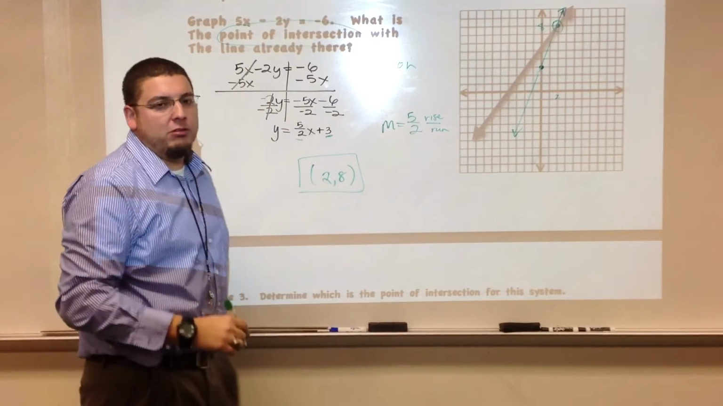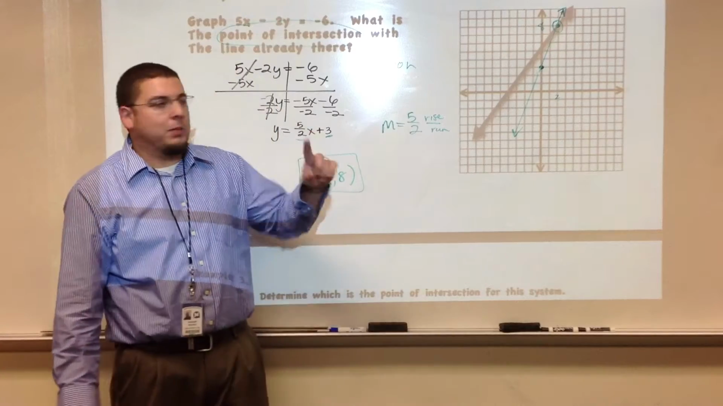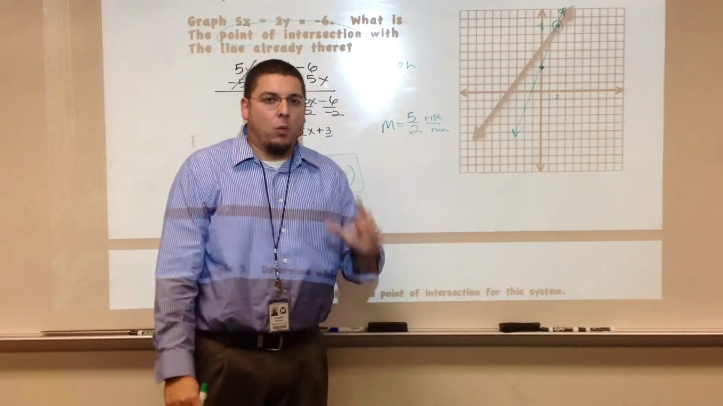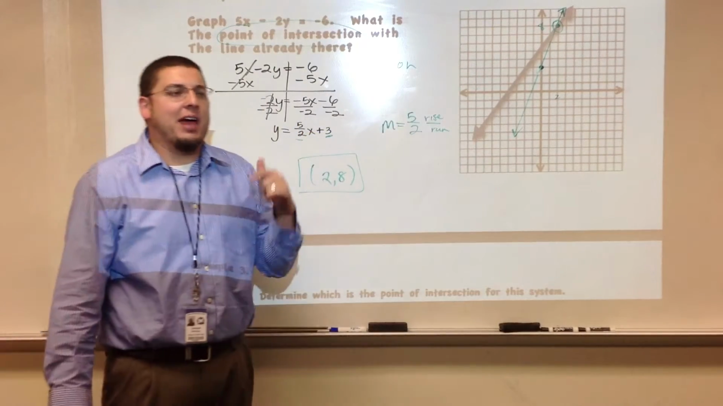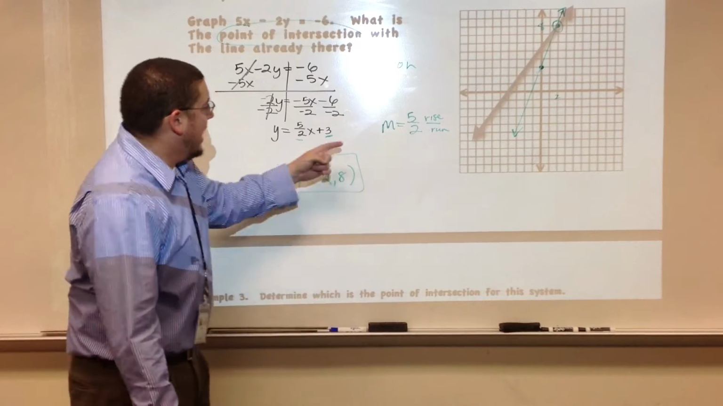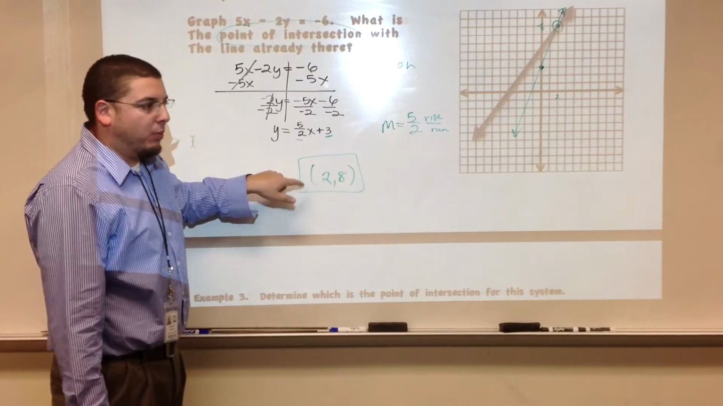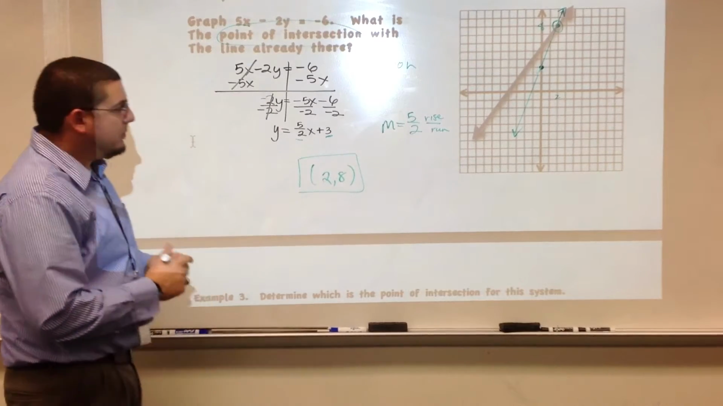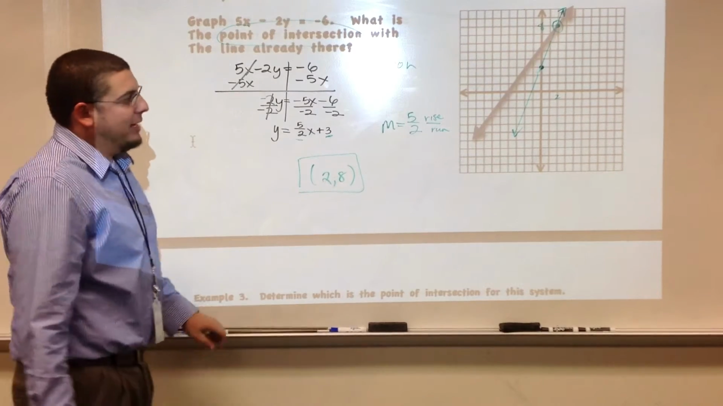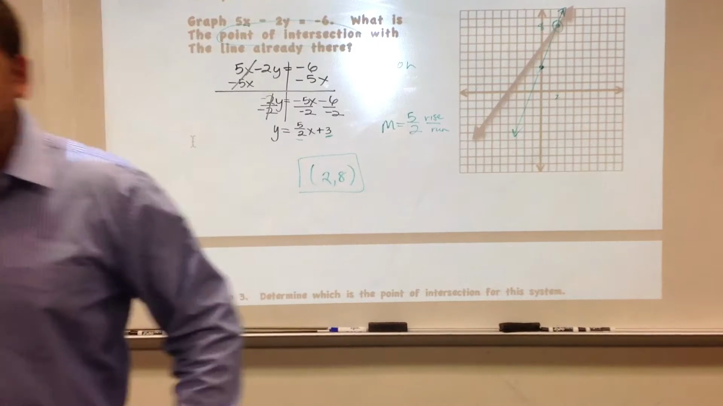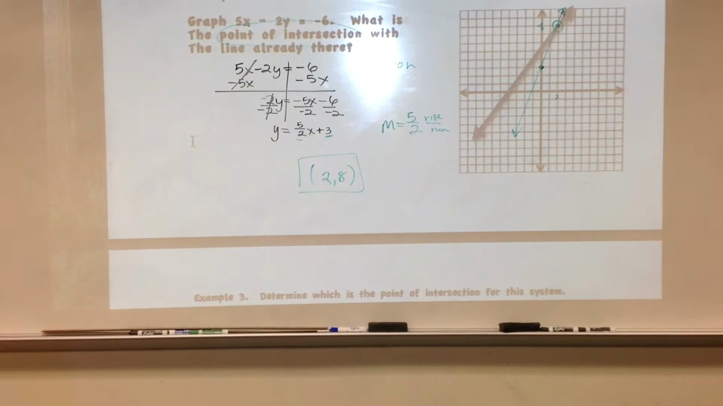If I ask you how many solutions you have, your answer would be 1 because you have one intersection. One intersection is a solution. Then if I ask you to name that solution, it would be 2, 8. That's your point, 2, 8. Make sure you get that down as we move on into the next part of our lesson. We have 2 more examples and then we'll be done.